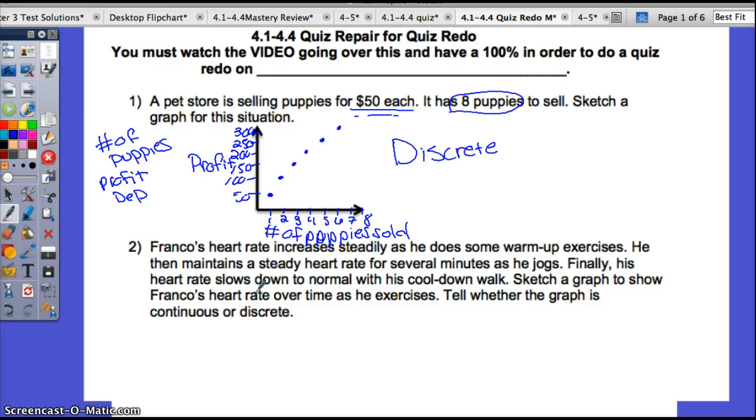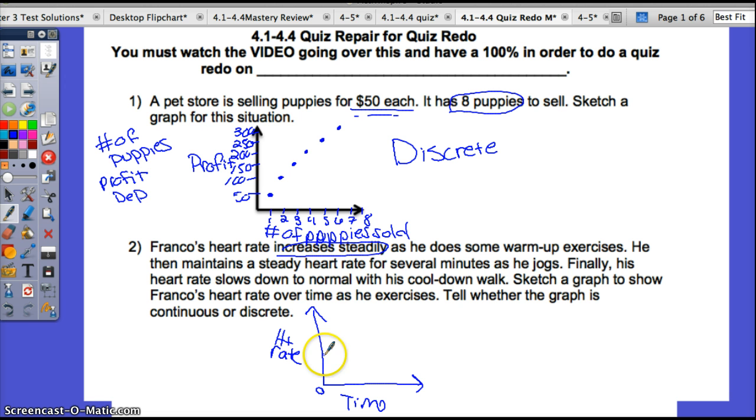Number 2, Francisco's heart rate increases steadily as he does some warm-up exercises. He then maintains a steady heart rate for several minutes as he jogs. Finally, the heart rate slows down to normal with his cool-down walk. Sketch a graph to show his heart rate over time as he exercises. So since his heart rate depends on the time, you have his heart rate and the time here. And you know that it increases steadily. So he doesn't start down here at 0.